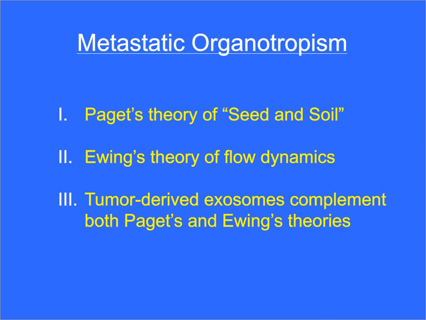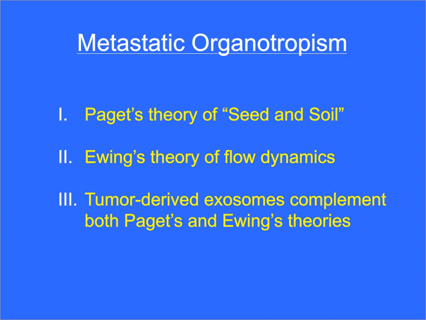Then we have James Ewing, the second theory of flow dynamics. And he didn't believe in Stephen Paget's theory. In the 1930s, he proposed that all metastases is based on mechanical flow, which is partially right. Colon cancer tends to metastasize to the lymph nodes near the intestine. But it doesn't explain all the mysteries of metastases.